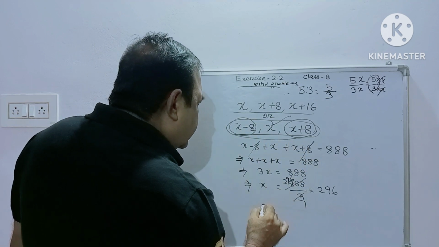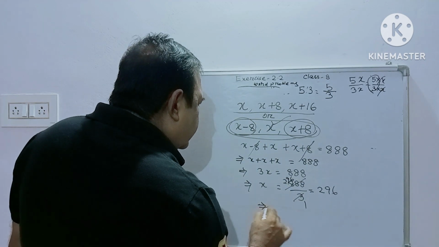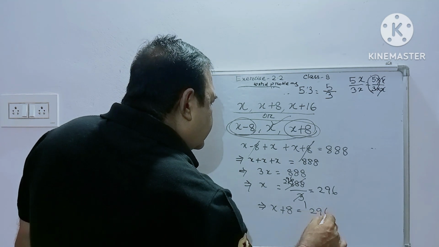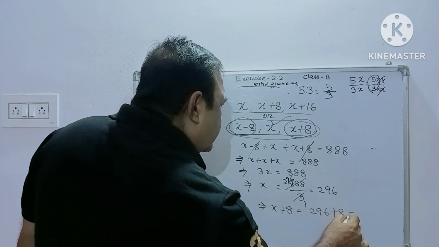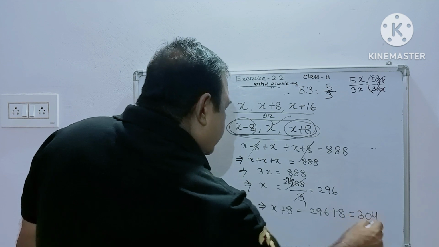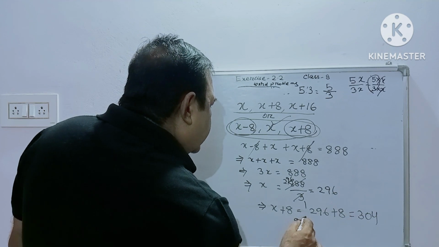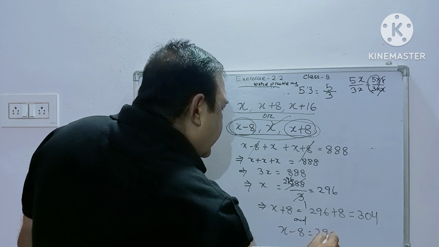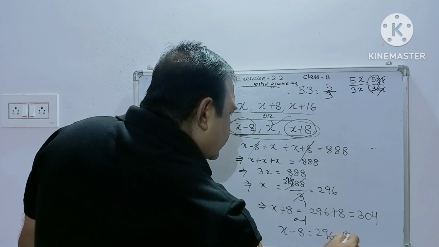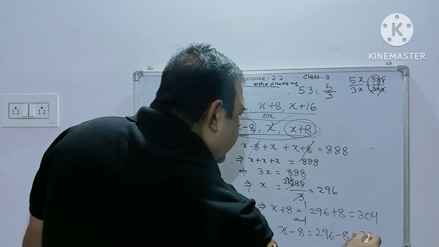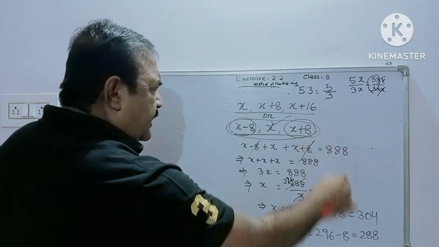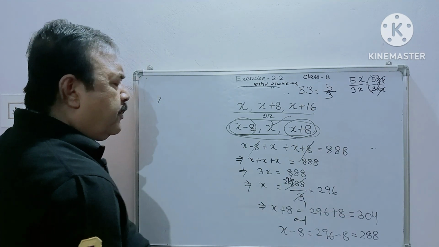And I have taken the other number x plus 8, also the another number x minus 8. So what is x plus 8? That implies x plus 8 is equal to 296 plus 8. That is 304. And what is x minus 8? That is equal to 296 minus 8. That is equal to 288. So these are the three consecutive multiples of 8.